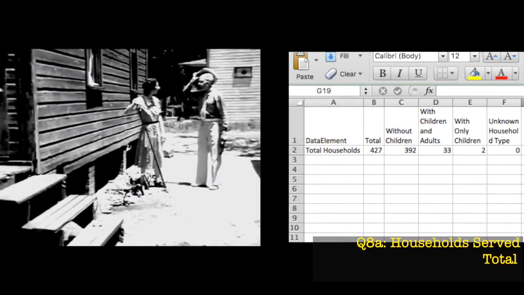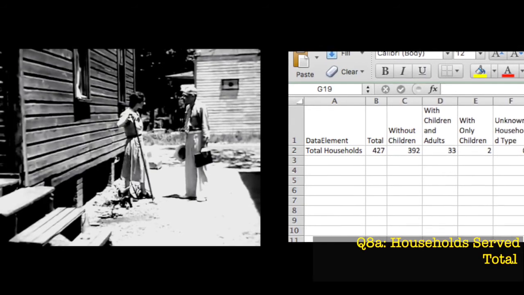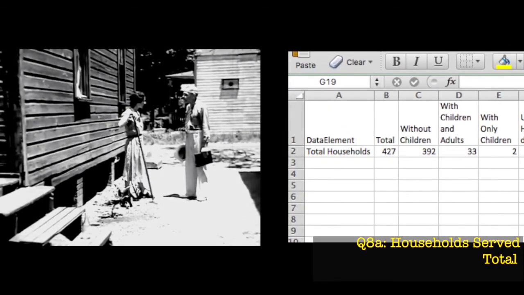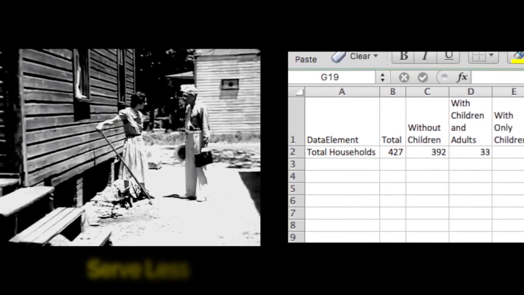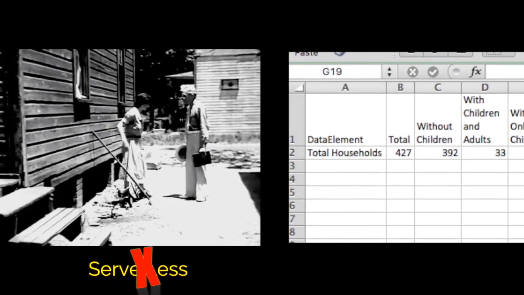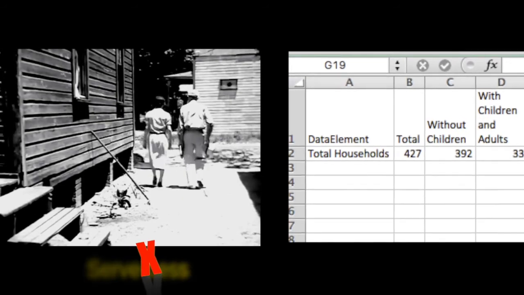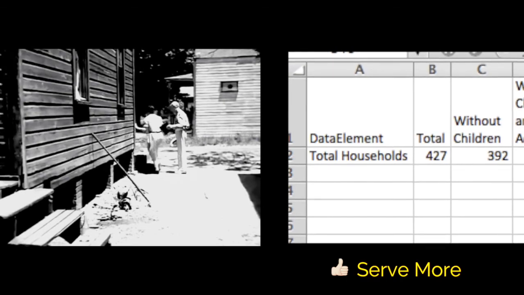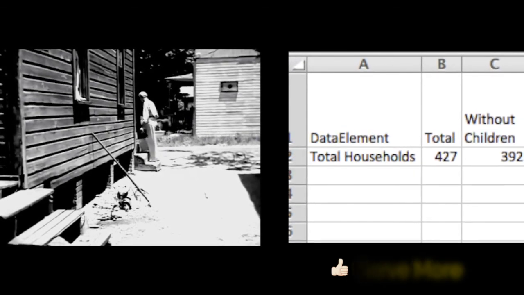Question 8A is households served. It's important that your households served matches your COC program application and grant for compliance purposes. You aren't allowed to serve less clients than you enter into your project application, but you are allowed to serve more. It's important to make sure that these numbers are at least equal, so that way if you're ever monitored by HUD, you'll be safe.